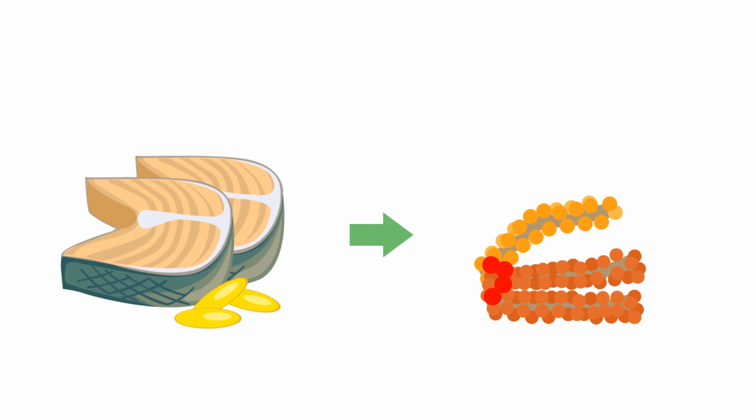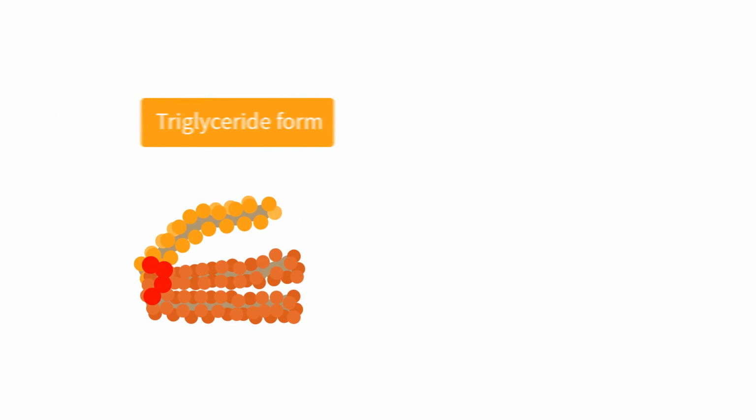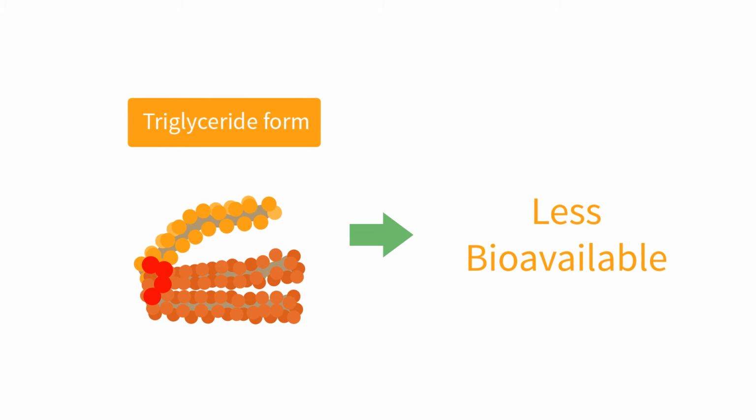Most fish oils provide DHA in the triglyceride form. A triglyceride is when 3 fatty acid molecules are bound together. The body doesn't actually use DHA in the triglyceride form. It must metabolize it and change it into a usable form. The triglyceride form is significantly less bioavailable.